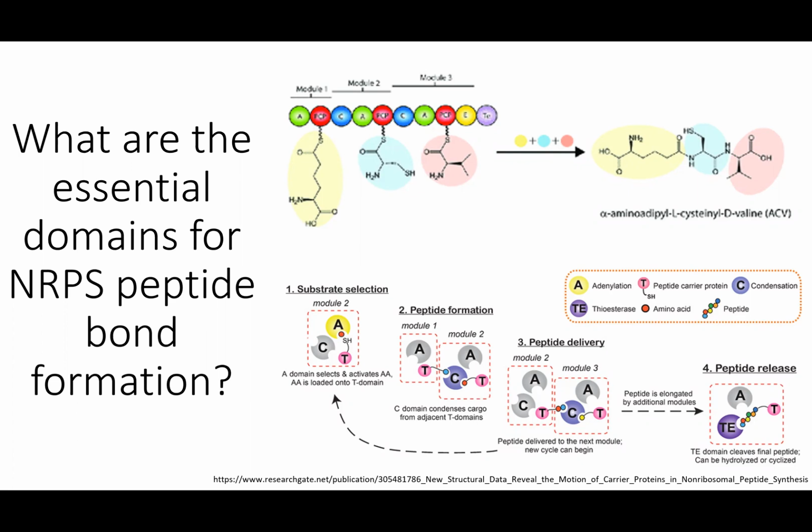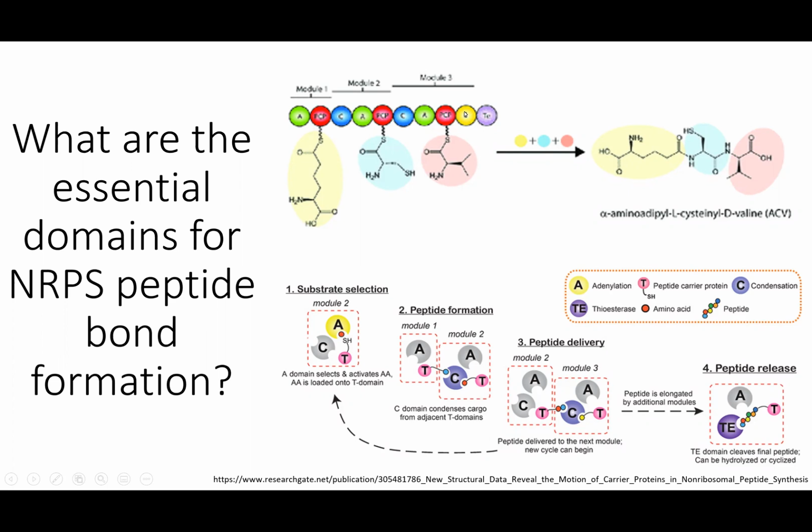And so these are the ones that you have to have for peptide bond formation. You always are going to have your A, C, T, and then at the very end, your thioesterase, your TE domain. However, there's this other high substrate diversity, which allows for other domains to be inserted as well. So for example, here this has the E domain.